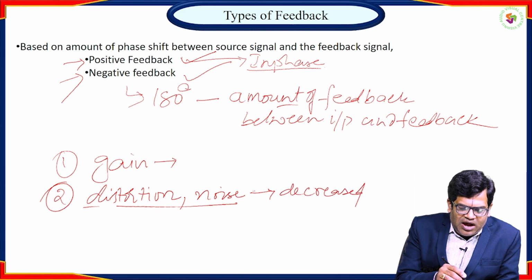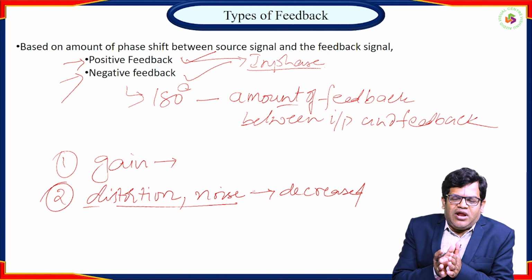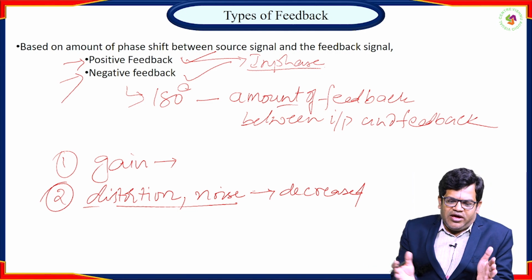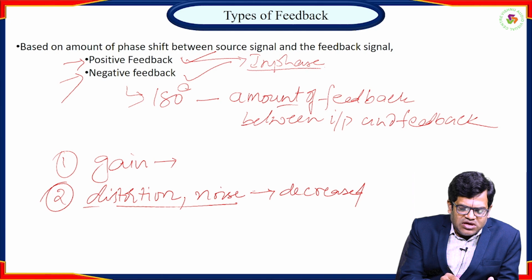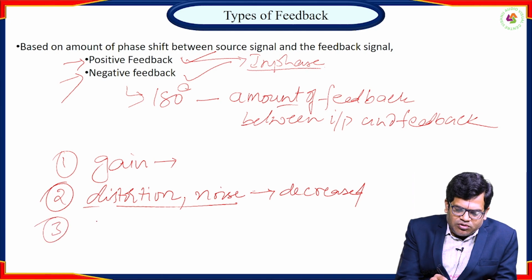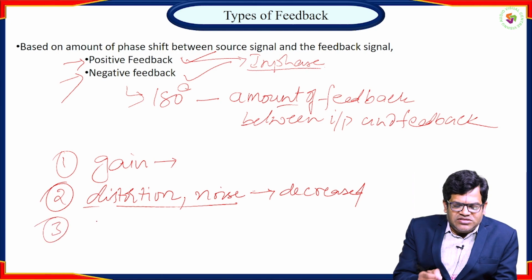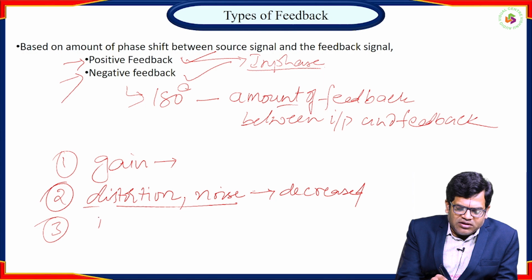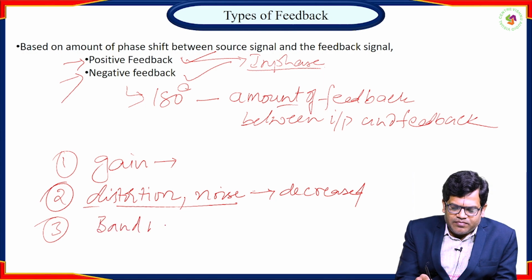Similarly, when you have to apply your amplifier circuit for a large range of frequencies, then feedback will help us. Directly or indirectly, it means that when you apply feedback, the bandwidth increases.